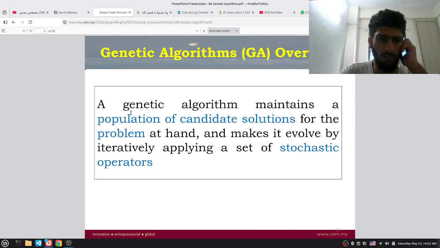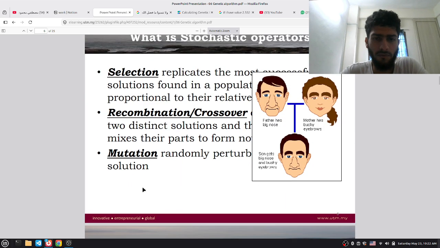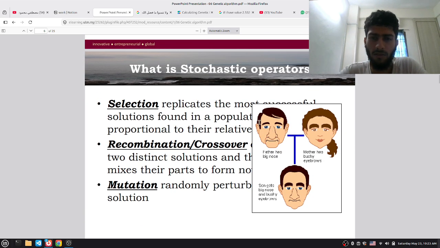Genetic algorithms maintain a population of candidate solutions for the problem at hand. It makes them evolve, iteratively applying a set of stochastic operators and the selection operator. So as you can see over here, this is a very good slide. We have pictures, so we can understand the slide by pictures.